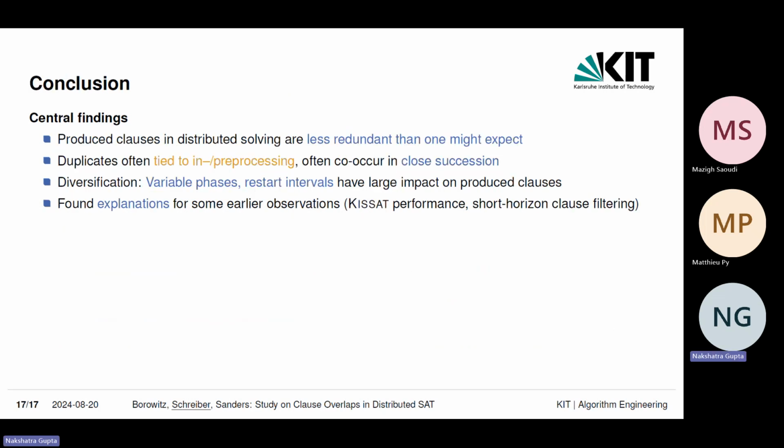All right, so let me conclude. Our central findings in the empirical study were that the produced clauses in distributed solving are maybe less redundant than one might expect, or than we expected. We saw that the duplicates are often tied to certain in- and pre-processing methods, and they often co-occur in close succession. In terms of diversification, we found that variable phases and restart intervals mostly have a large impact on the produced clauses. And we did find some explanations for earlier observations we made, such as the poor performance of a key-salt portfolio and the benefit of short horizon clause filtering.